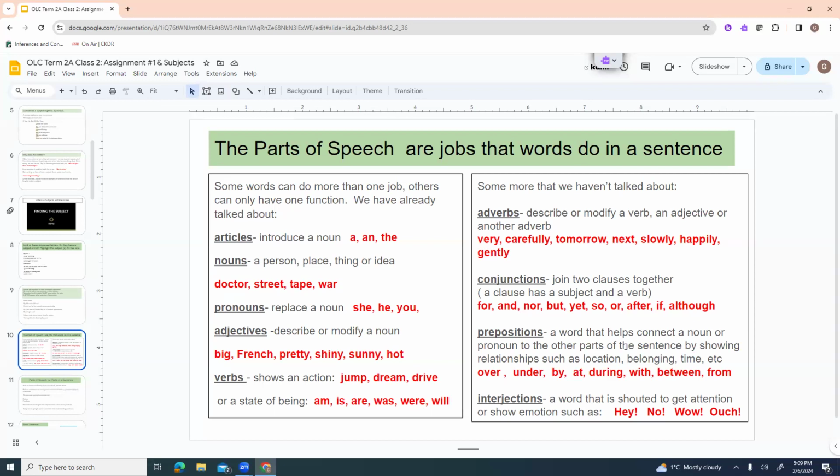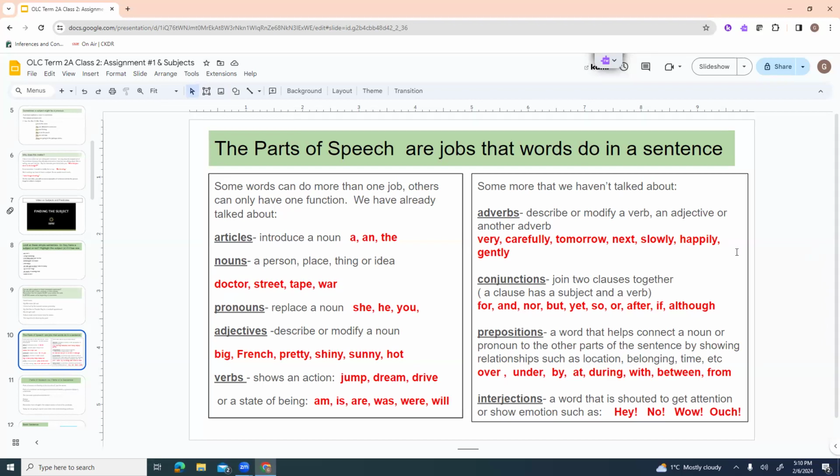Pronouns replace a noun. We already talked about those. Adjectives describe or modify a noun. Words like big, French, pretty, shiny, sunny, hot. Verbs, talked about a little bit yesterday, show an action like jump, dream, drive, or they can also show a state of being. In other words, if I said I am cold, the verb is am and it's telling what that person is like.